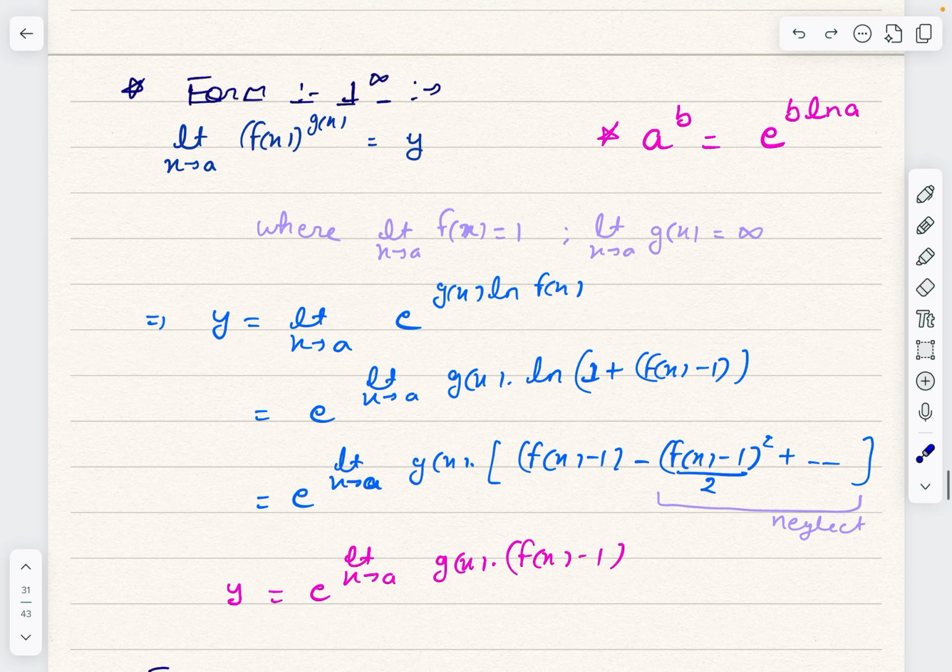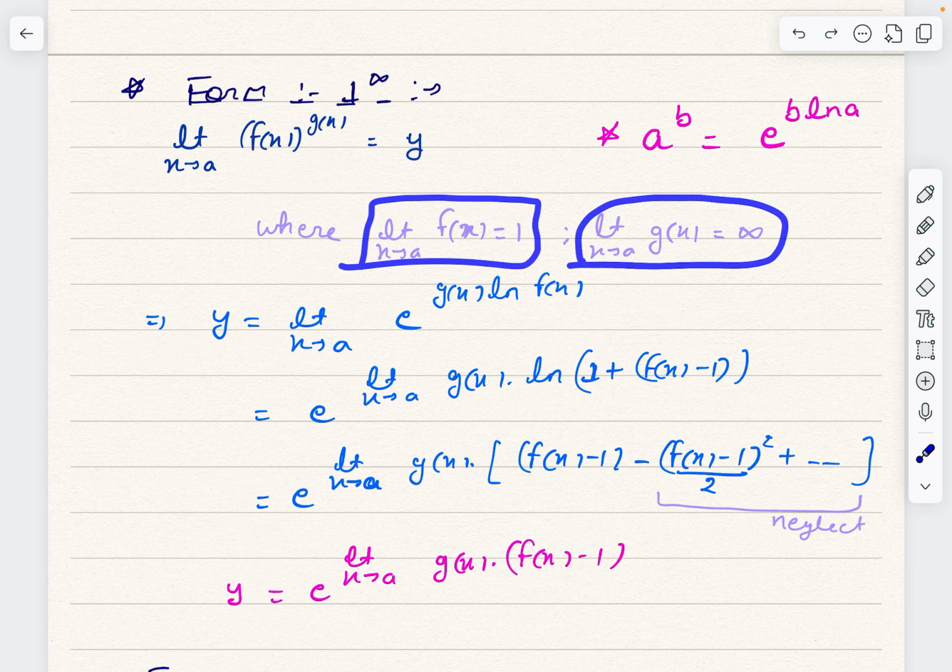Next is how do we solve the one power infinity form? When I say one power infinity form, it is like this: the limit as x tends to a of f(x) power g(x). Let us say this is y. We say it is one power infinity form when the limit as x tends to a of f(x) is 1 and the limit as x tends to a of g(x) is infinity.